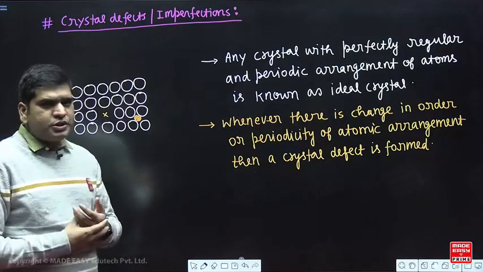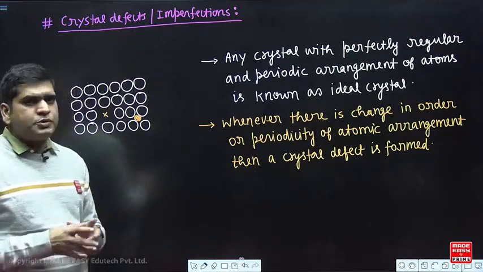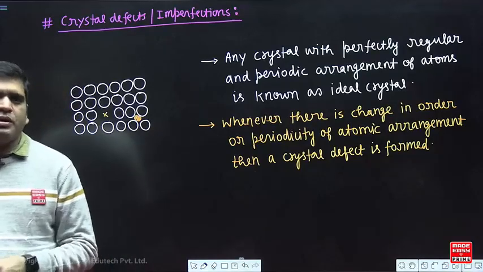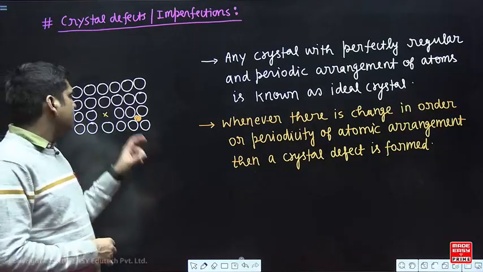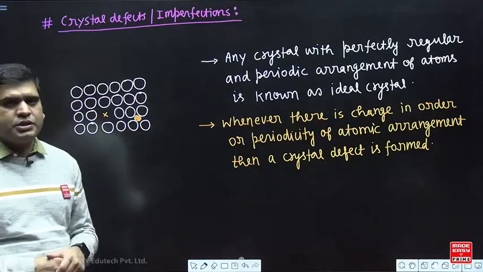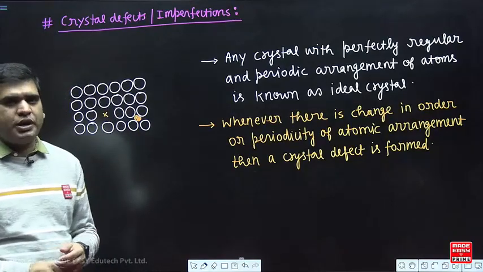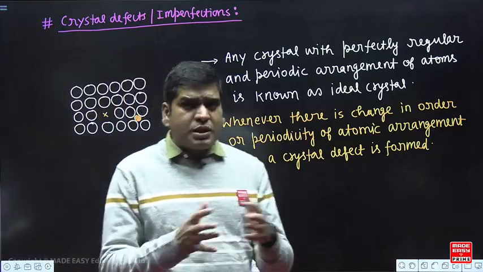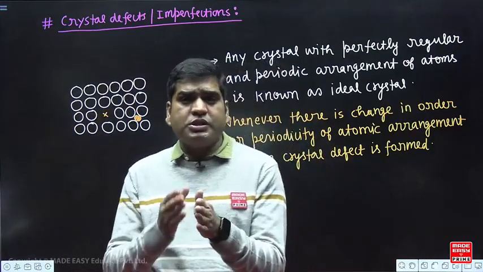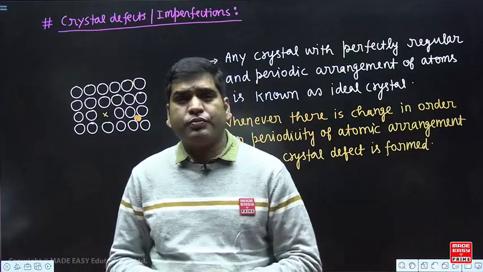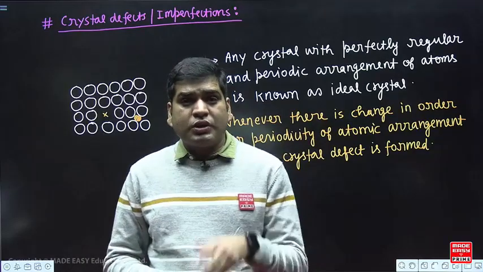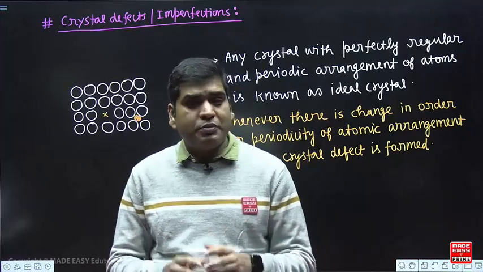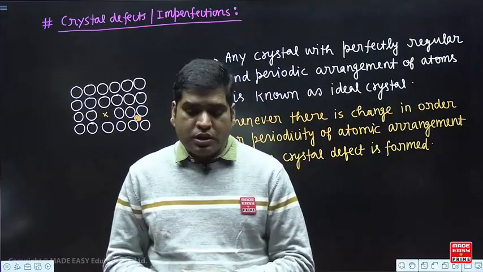Suppose you add some impurity of a smaller size, so it will occupy an interstitial position, and that is a defect. Suppose you add an impurity of comparable size, so that will substitute the parent atom and form a defect. So there are several reasons. Whenever an atom is leaving its lattice position, that vacant lattice position will be known as a defect. It will definitely create a defect.